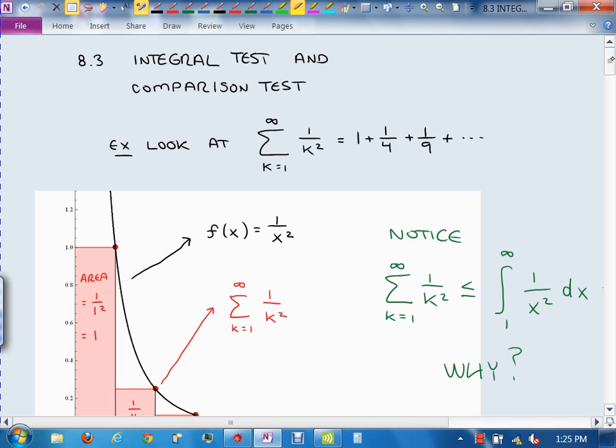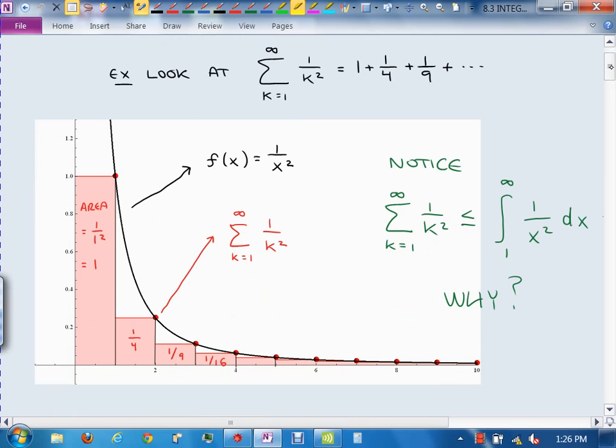In this section, we're not so much concerned with the answer. We're just concerned with does it converge or not. So the first thing we're going to talk about is the integral test. So I want us to look at this series here. The series we have is the sum from k equals 1 to infinity of 1 over k squared. And I wrote out the first 3 terms of this series.